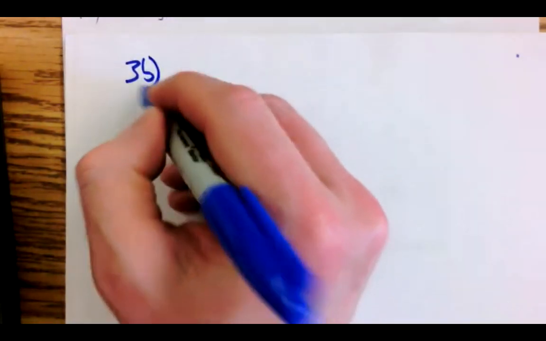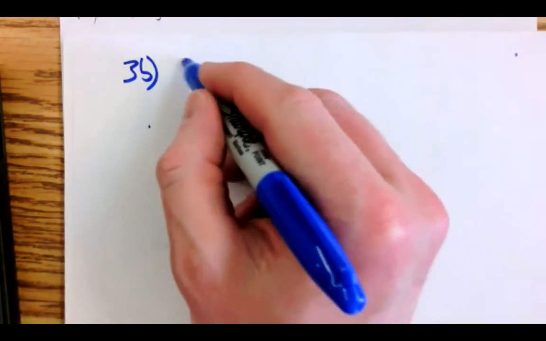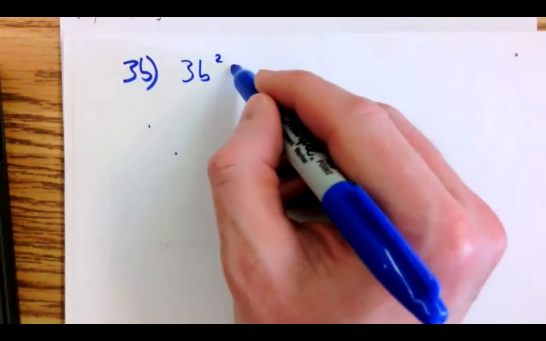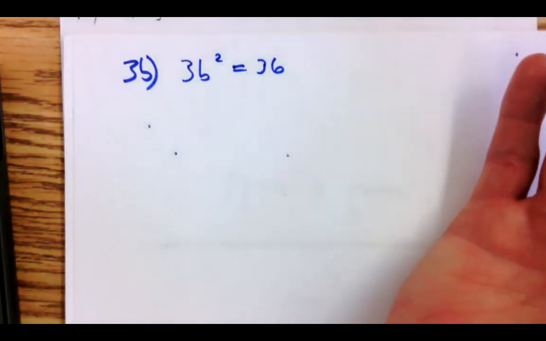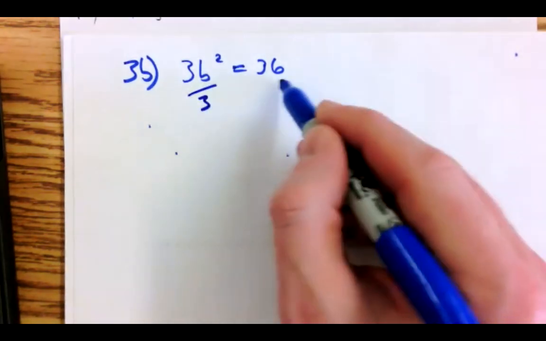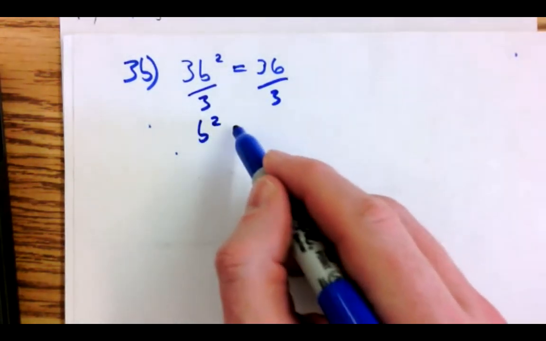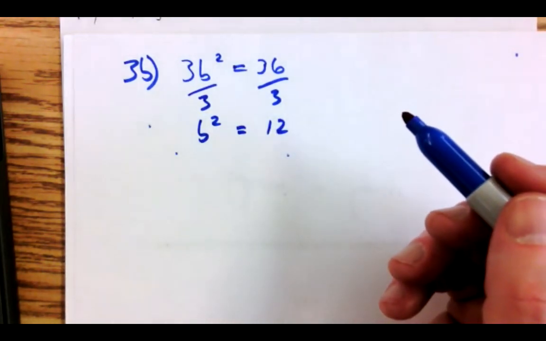3B would be a great test question. 3B squared, wink, wink, nudge, nudge. 3B squared equals 36. What's the first thing we do? Divide both sides by 3. B squared equals 12. And now we estimate.